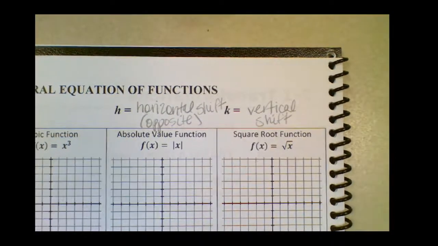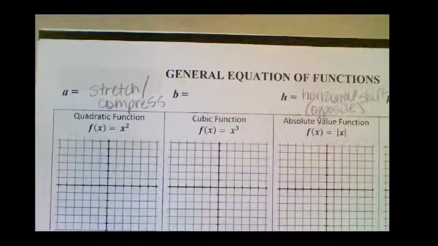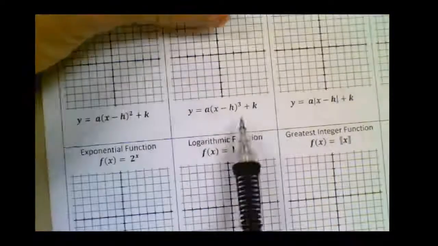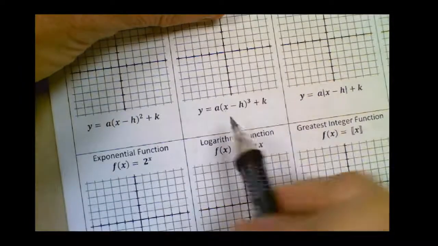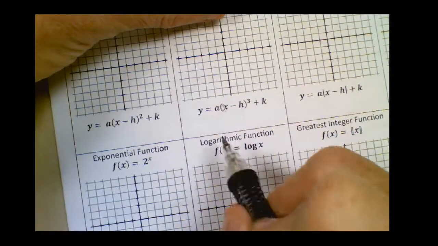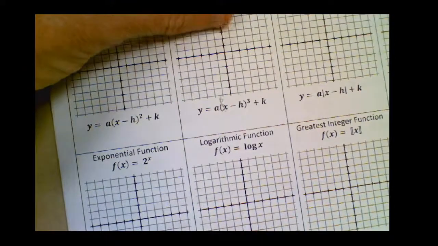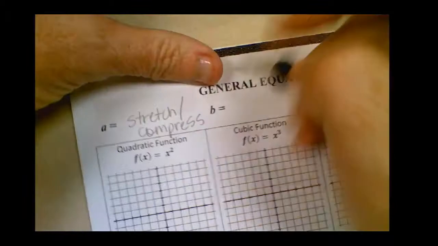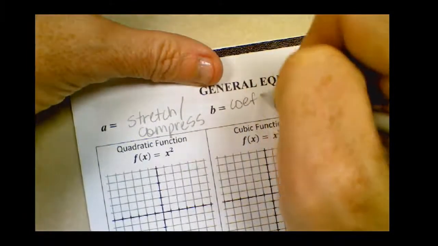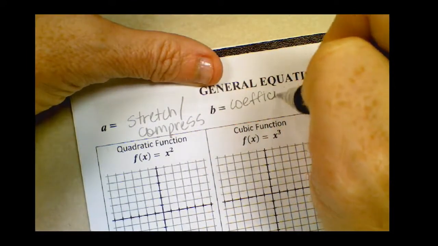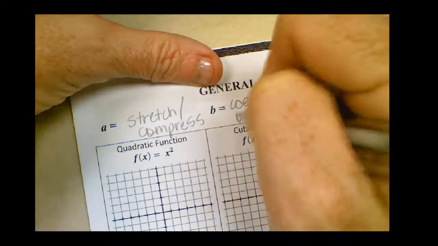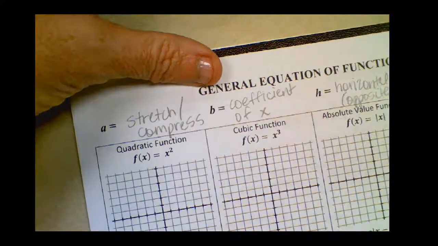Your B value is going to be if you have a value within the function. So let's look at one of these down here. If you have a factor here in front of the x that cannot be factored out, that would be your B value. So all we're going to say is the coefficient of x if it can't be factored out.